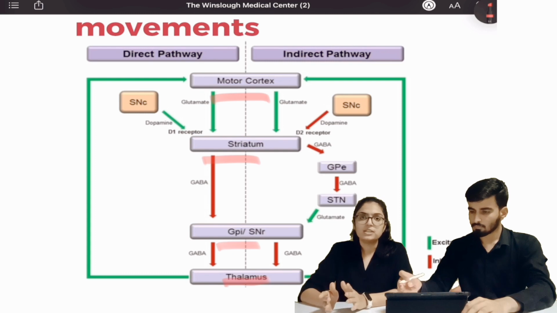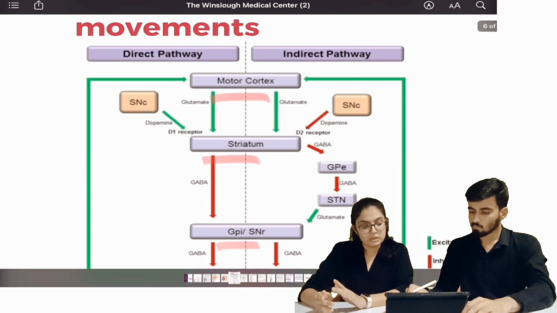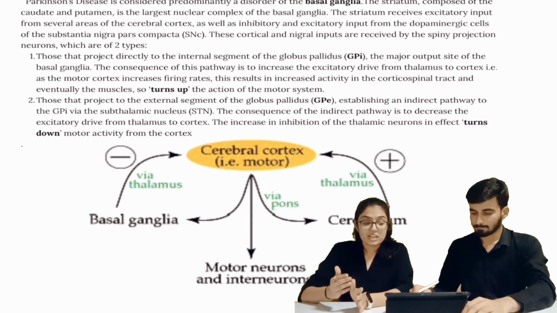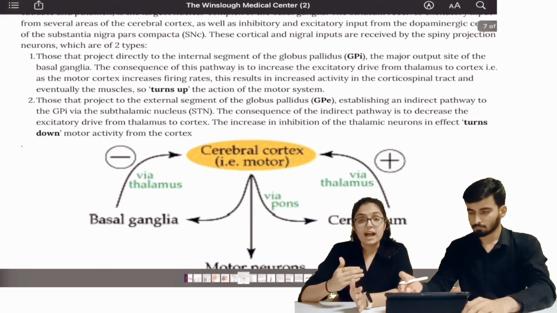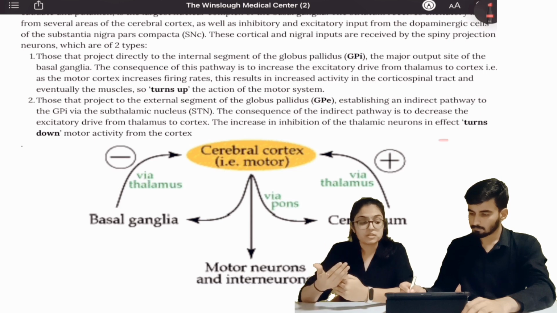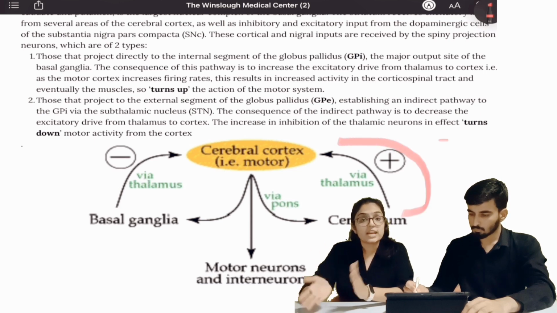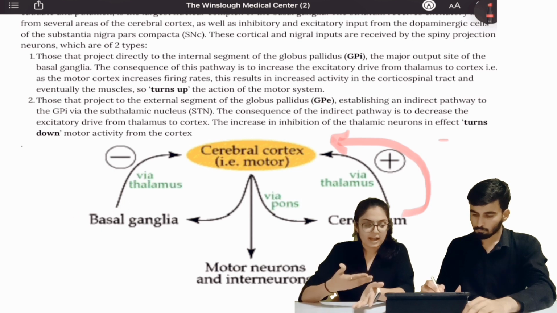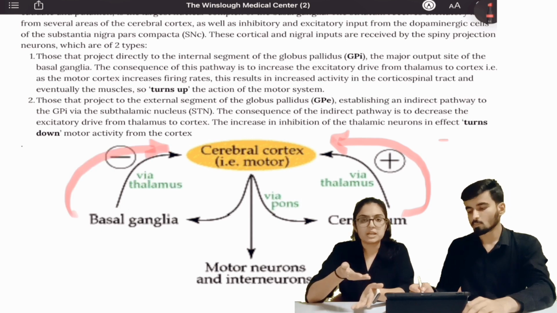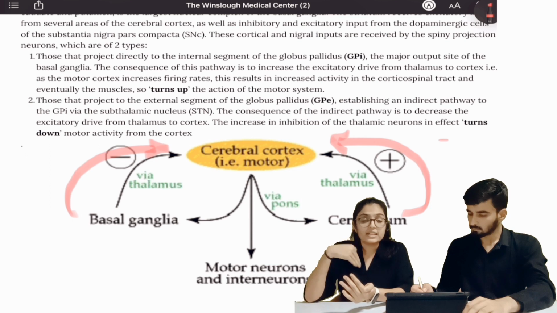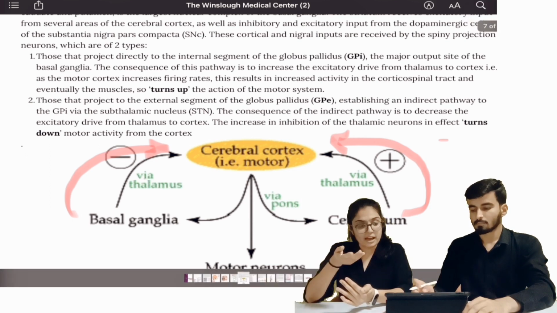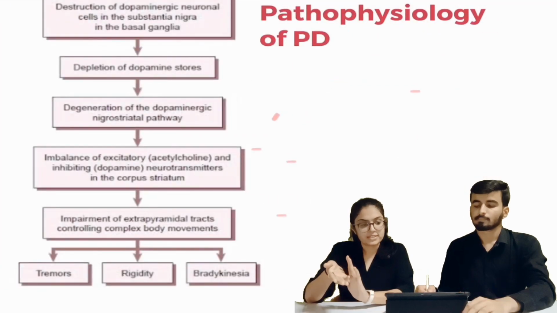The mechanism being so complex, we have made it simpler for you: the motor impulses from the cerebral cortex are received by the pons to the cerebellum, which causes positive impulses that are taken up by the cerebral cortex, and the negative impulses go via the basal ganglia, via the thalamus, to the cerebral cortex, which causes degeneration of motor neurons and interneurons. Next, we have the pathophysiology of Parkinson's disease.